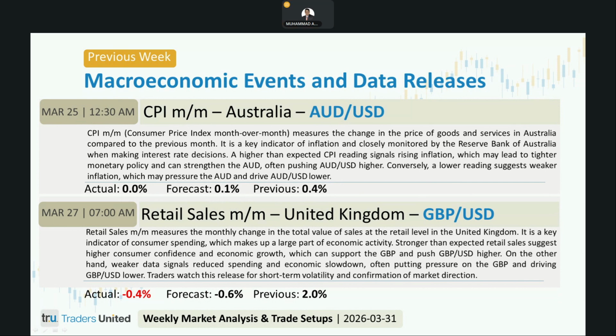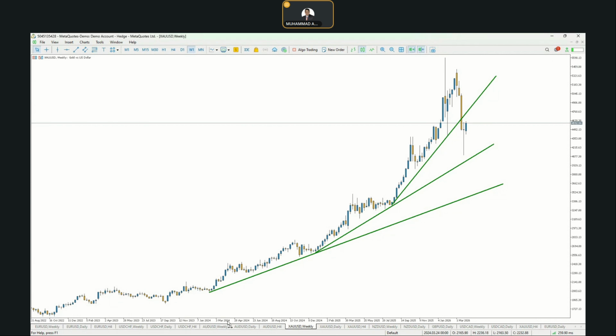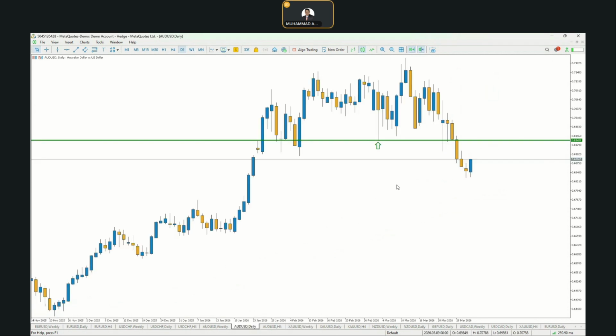Now, let me discuss about market reaction. Well, after the news announcement, AUD USD moved downward as forex traders reacted to the weaker inflation data. Let me show you the price chart of AUD USD currency pair. So over here we got the news announcement and AUD USD kind of dropped lower over here.